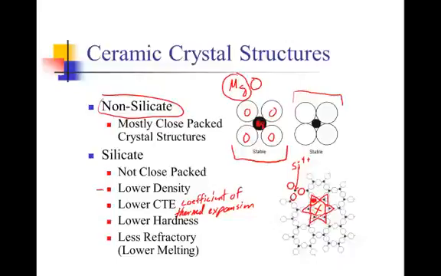Because they have some empty space in them, they're more susceptible to crushing, so they have lower hardness than non-silicate ceramics. And because they are less closely linked, they are less refractory. They have lower melting points.